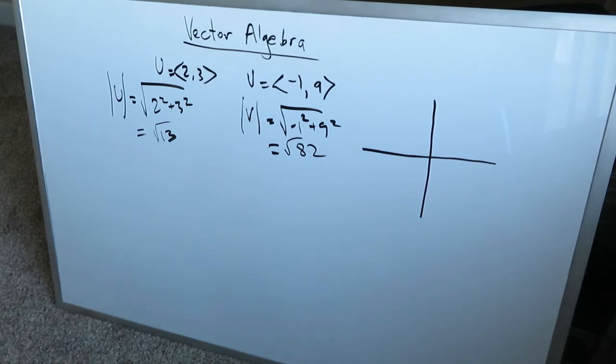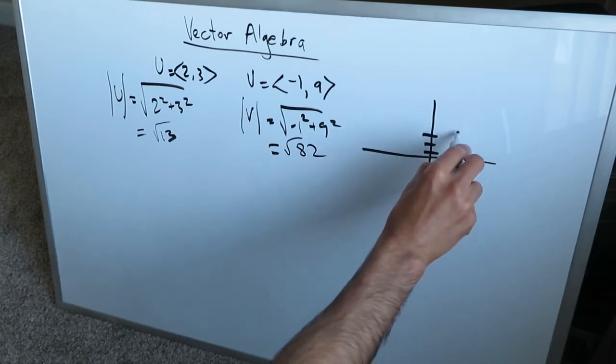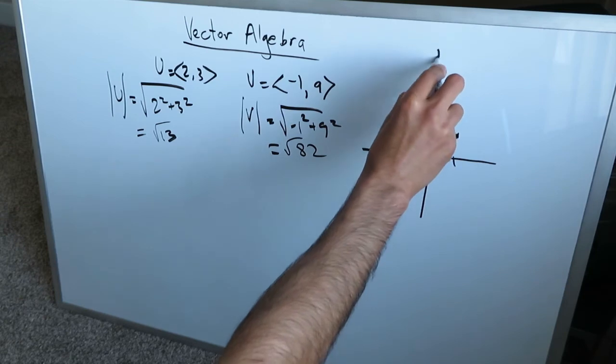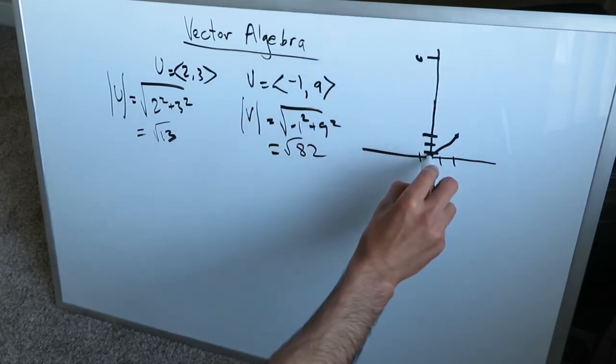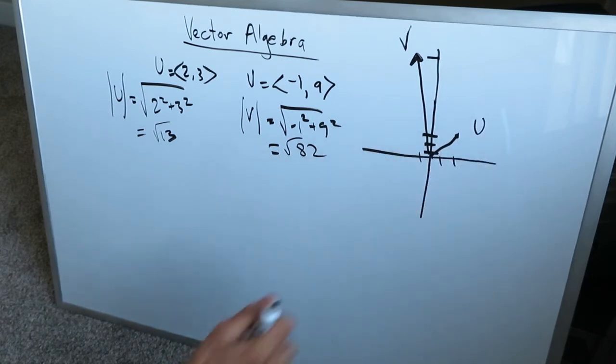Now, it's never a bad idea to diagram or plot these, because it gives you an indication of what quadrants you're dealing with. 2, 3, that's my u vector. It's going to be over here. Minus 1, 9 is going to come all the way up over here. Let's not worry too much about scale. So here's my v, here's my u. We need to determine the angles of all of these.